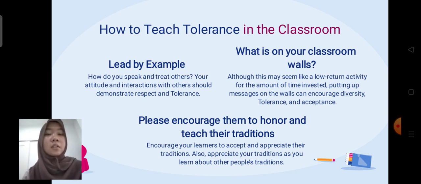And the last, please encourage them to honor and teach their traditions. Encourage your learners to accept and appreciate their traditions. Also appreciate your traditions as you learn about other people's traditions. Celebrating your traditions will teach your students to appreciate other people's cultures and the value of embracing diversity.